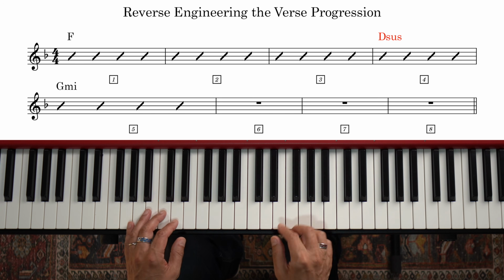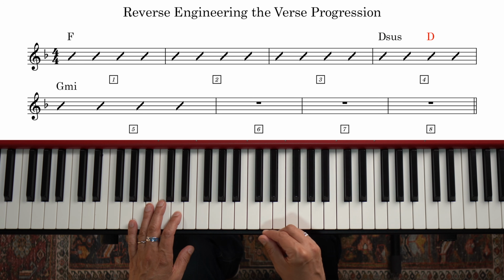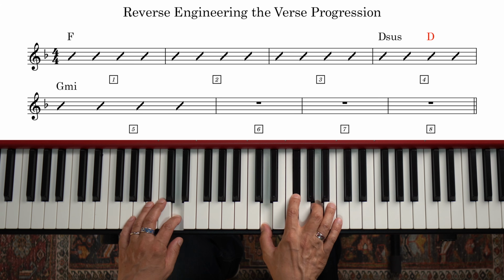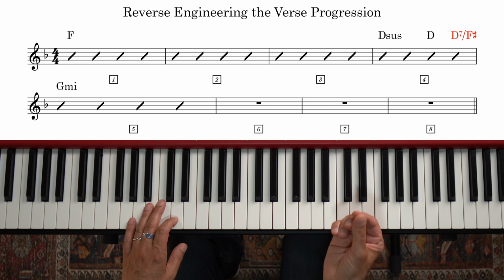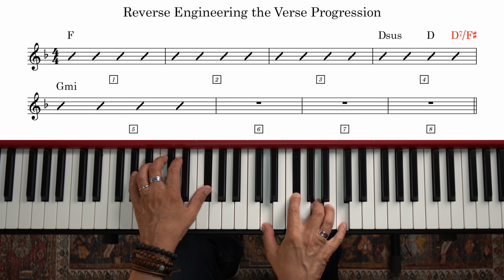So we got a D chord, but that's not all. He starts on D sus4. Then on beat 3 he resolves the suspension to a D major triad, and then on beat 4 he adds the 7th and puts the 3rd in the bass. All this complexity in what is essentially just a bar of D.